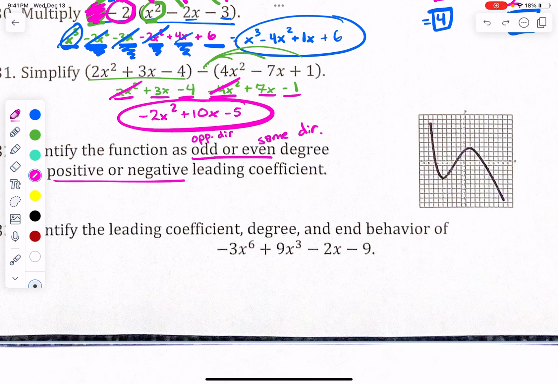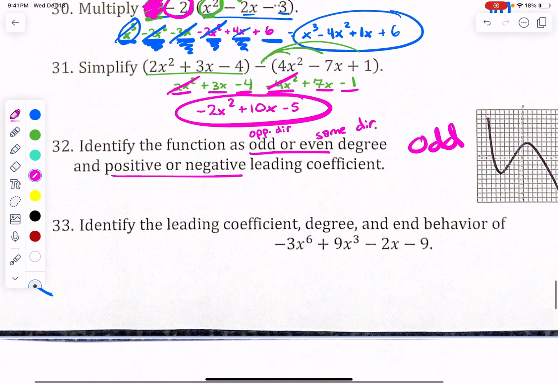What I mean by directions is one side is going up, one side is going down. In order to be going the same direction, they would have to both be going like this or both be going like this, right? Down and down or up and up. That's what an even function would look like. So this guy's going opposite directions. One's going up on the left and down on the right. So he is going to be an odd function.